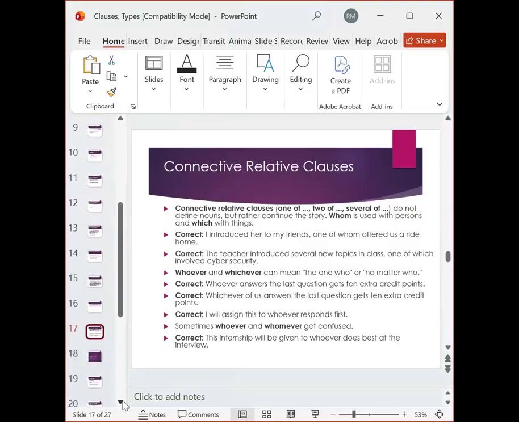Now, there's something we call connective relative clauses. Connective relative clauses. An example of such is one of, two of, several of. They do not necessarily define nouns, but they rather continue the story. Of course, whom is used with persons and which with things.